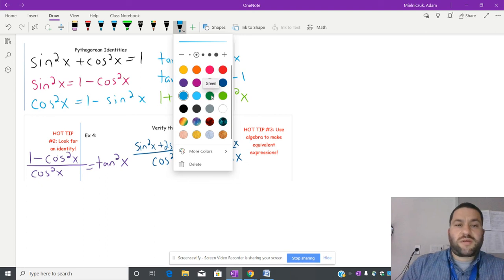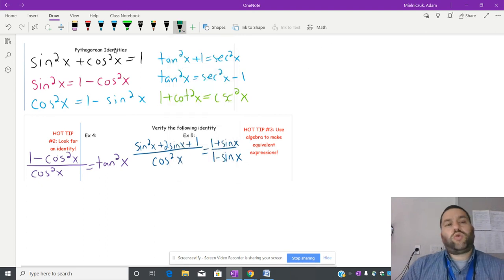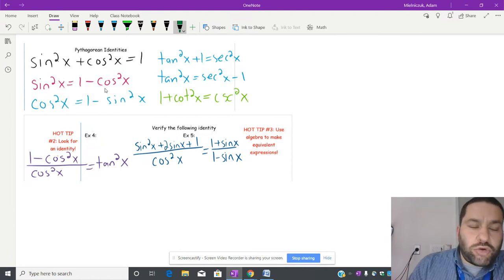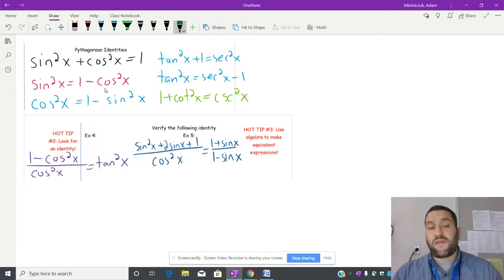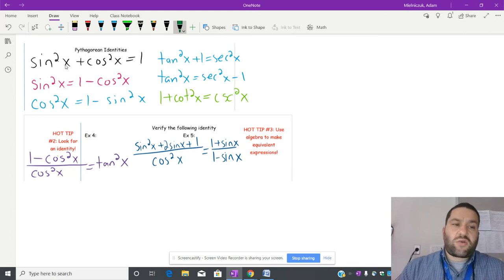All right, we got two more examples to look at, and this time we're going to apply the Pythagorean identities. So here are some up top that you should recognize and, over time, become very familiar with. The fact that sine squared x plus cosine squared x equals 1, which the purple and the blue and below all come from that identity.